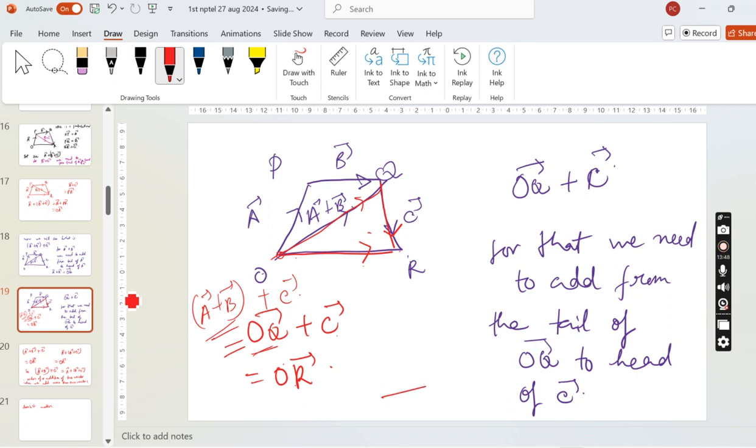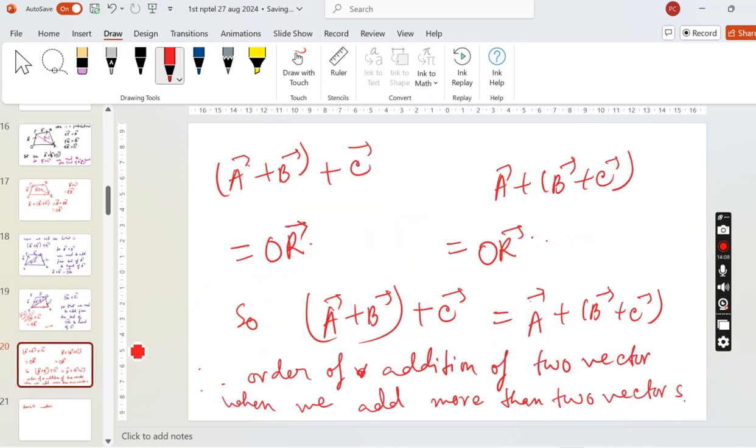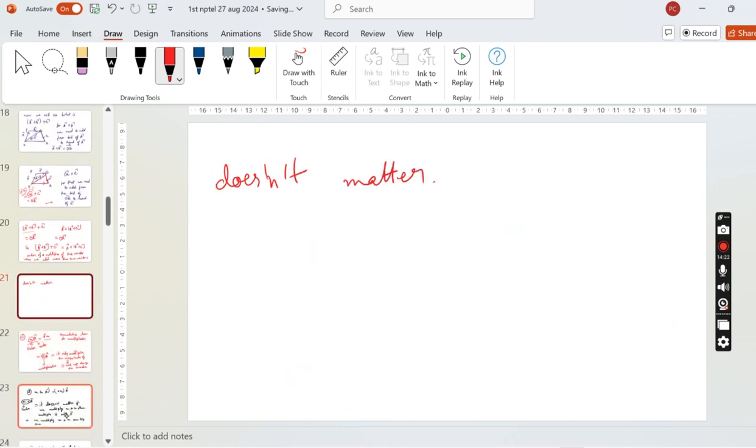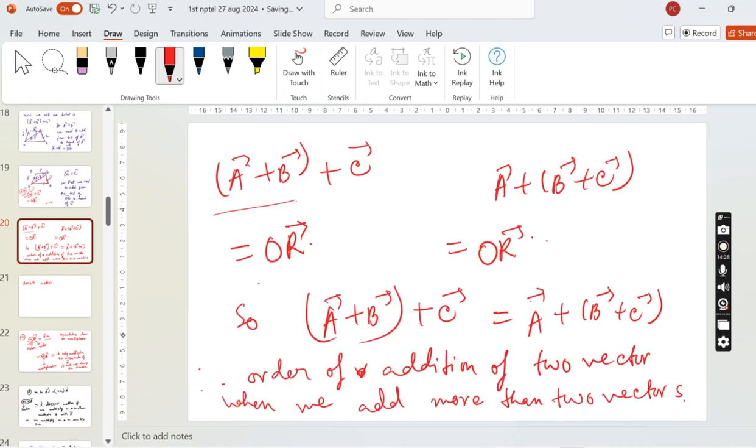In all this discussion, when I say tail of a vector, I denote the side where the vector starts, and head is where the vector ends, or that side. So we can see that however we want to add A plus B plus C, whatever vector summation we do first, we get the same result. So vectors hold the associative law. The order doesn't matter.